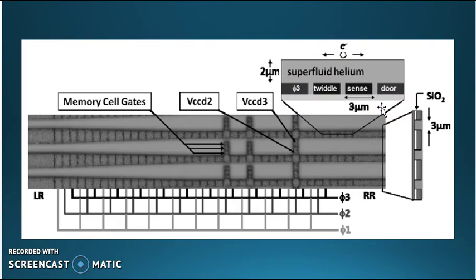The sense, twiddle, and door gates mediate the transport of the electrons. The sense gate acts as a non-destructive detection mechanism. It is controlled by an AC voltage applied at the adjacent twiddle gate. The door gate acts as a transmission regulator. As one electron passes between the right and left parts of this schematic, it appears as about 1/20th of an electric charge on the sense gate.